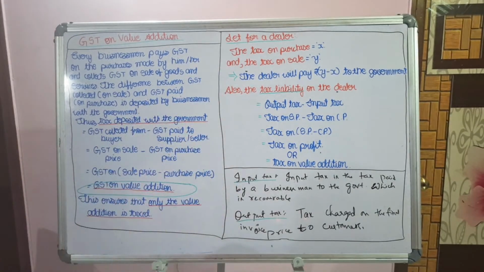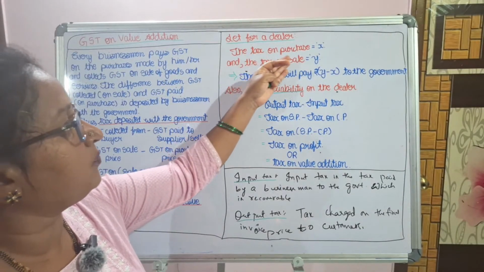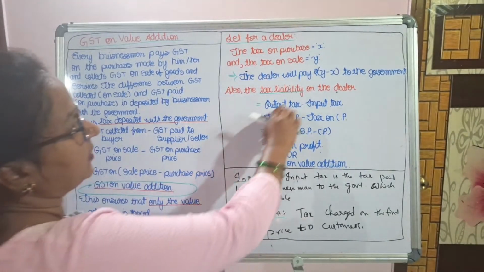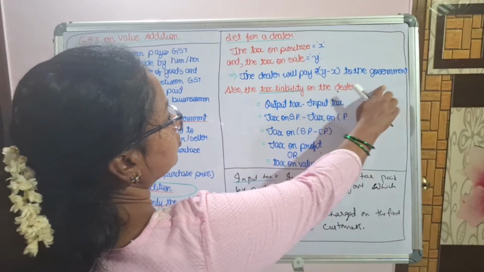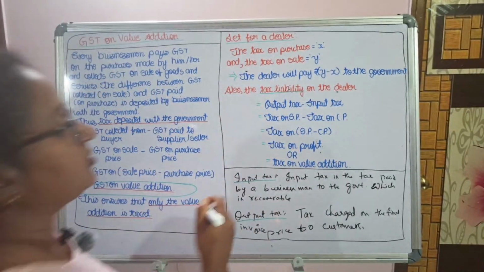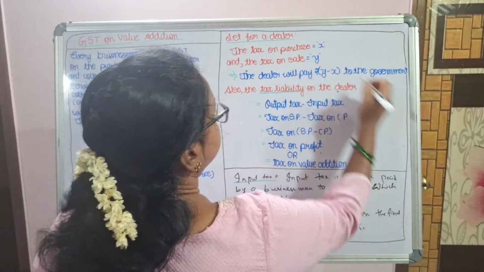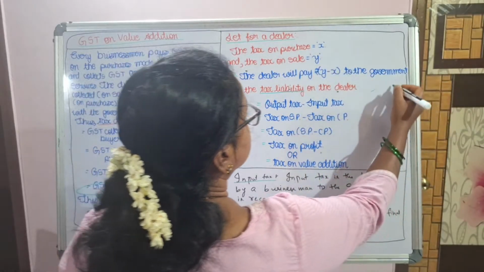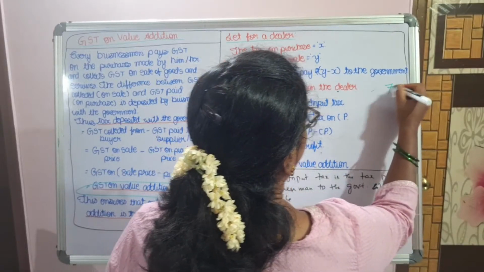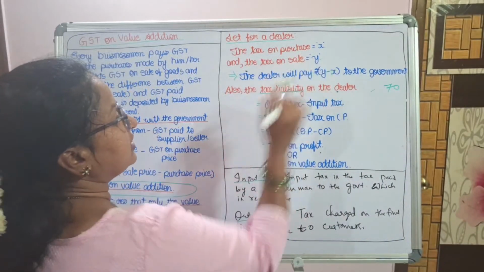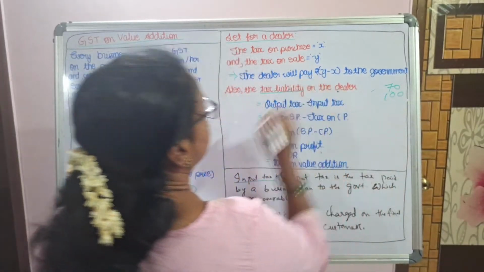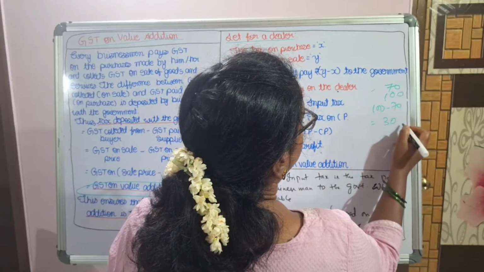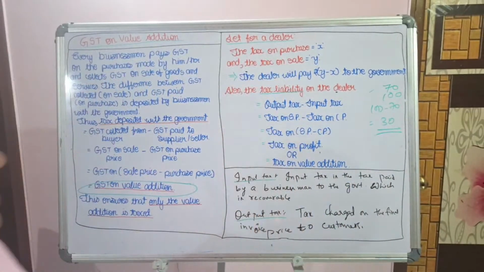Now let us see this with an example. The tax on purchase is X and the tax on sale is Y. The dealer will pay Y minus X to the government. For example, the tax on the purchase of some article is rupees 70 and the tax paid on sale is rupees 100. Then the dealer will pay 100 minus 70, which is equal to 30, to the government.